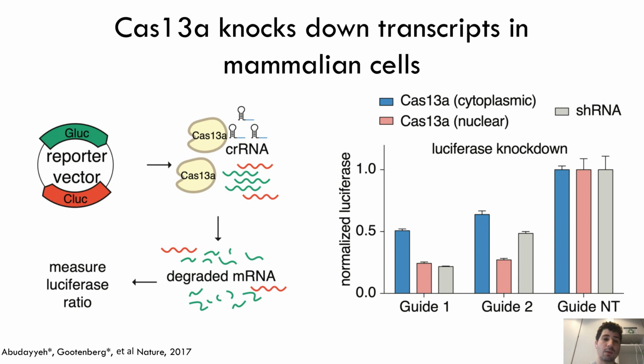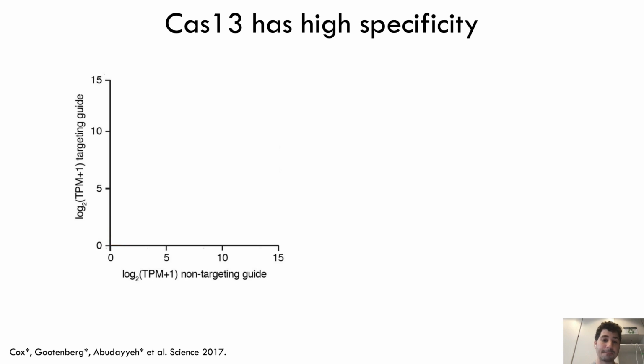However, we want to look at the specificity of these systems. So you can take a targeting guide and a non-targeting guide and compare the amount of knockdown using transcriptome-wide sequencing. If you take a normal targeting guide against Gaussian luciferase and plot it, here is the RNAi version, and you can see across that middle axis there's a lot of fuzziness. There are a lot of transcripts that are either upregulated or downregulated.